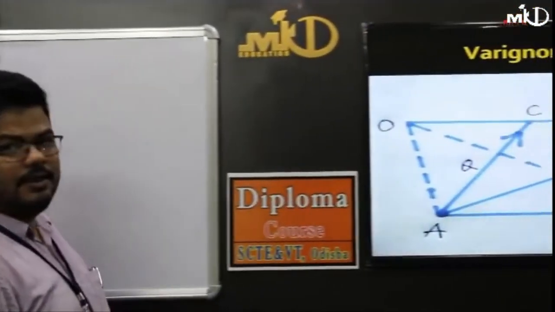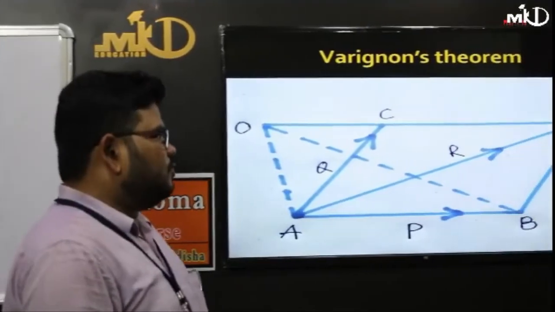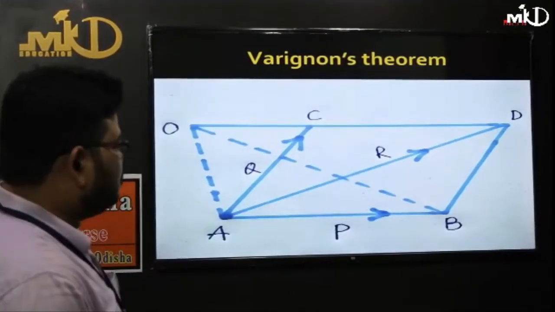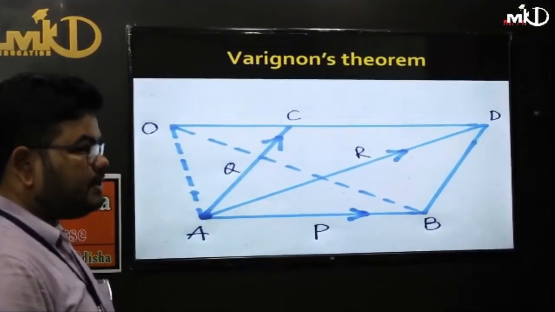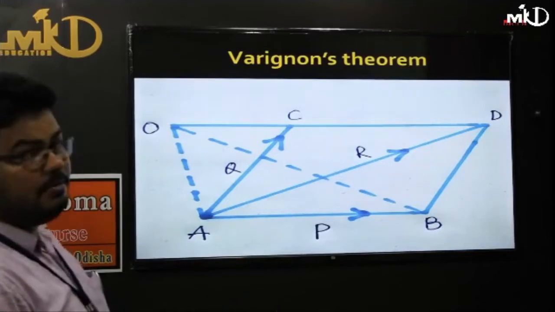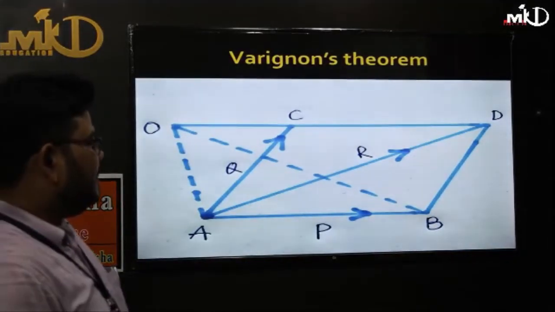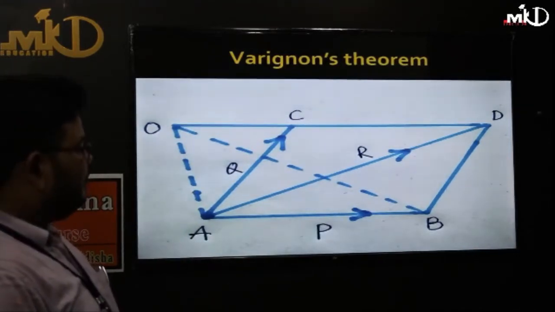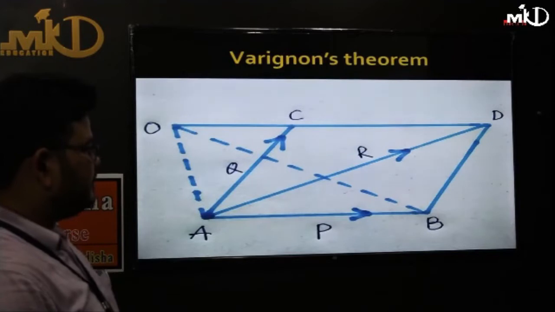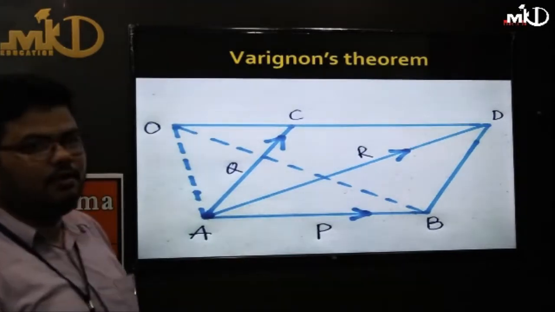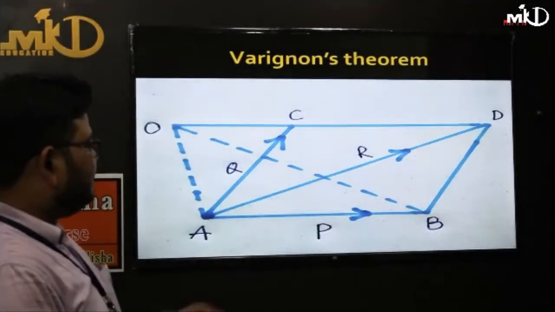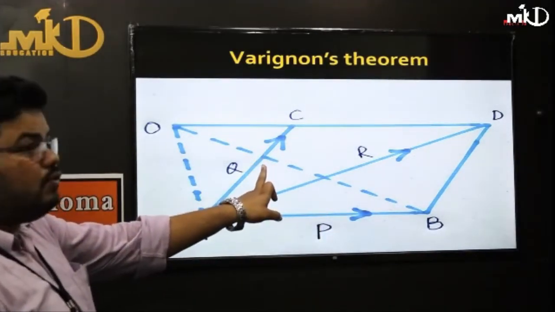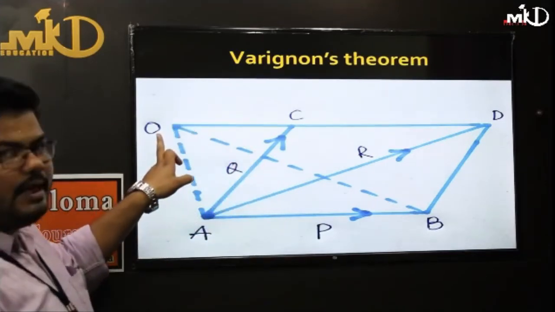Now let us understand Varignon's theorem. As I have told you, the proof of Varignon's theorem is very important. As we discussed in the previous article, the statement of Varignon's theorem concerns finding the moment of two or more forces about a point. In this case we have taken only two different forces.